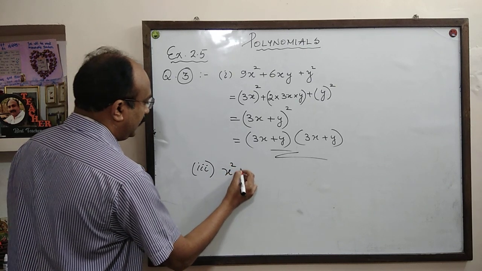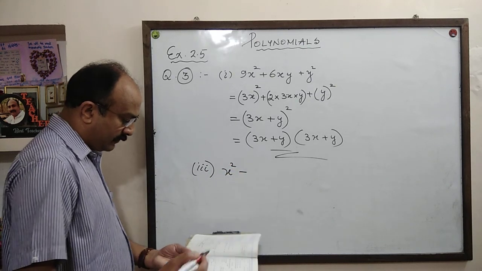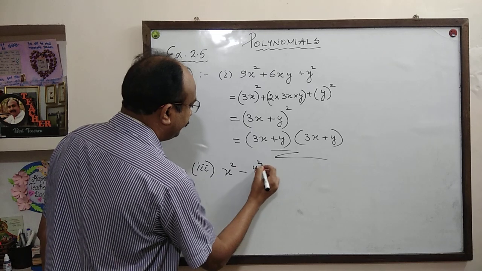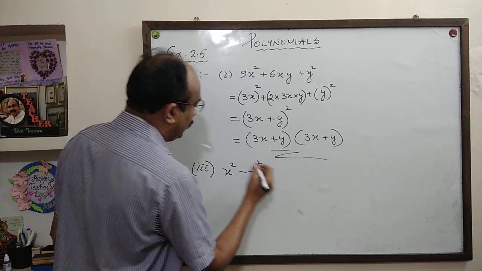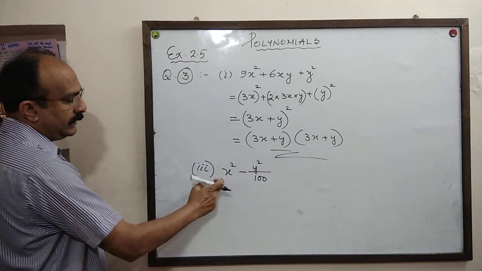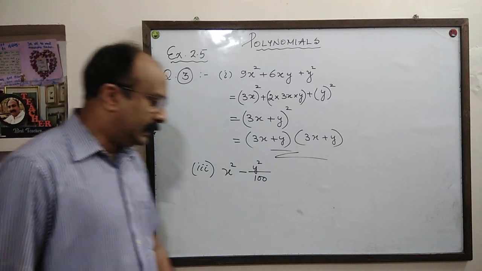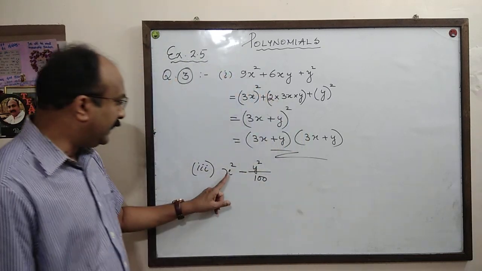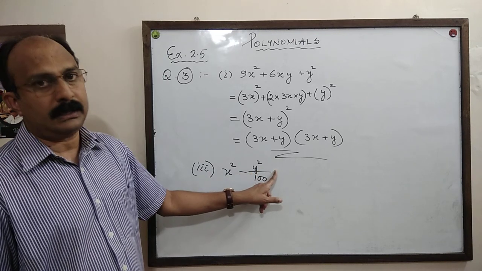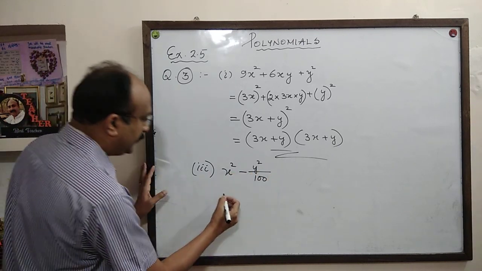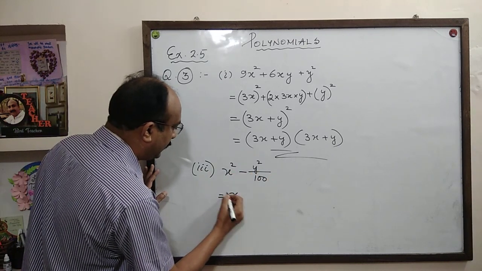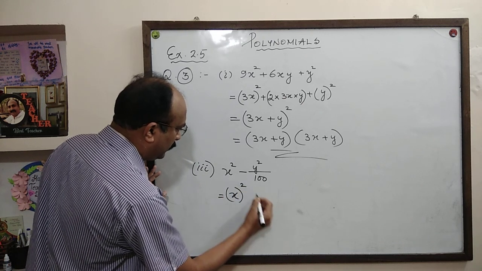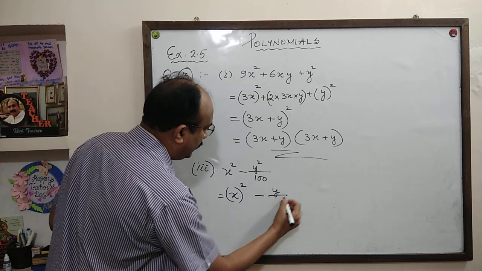Third one is x square minus y square upon 100. Of course, this is not in the form of this because there are only two terms, and here the two terms are in the form of a square minus b square. Is it? So in the first step we are going to write it exactly in the form of a the whole square minus b the whole square.